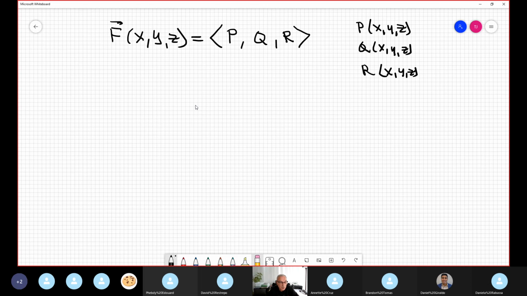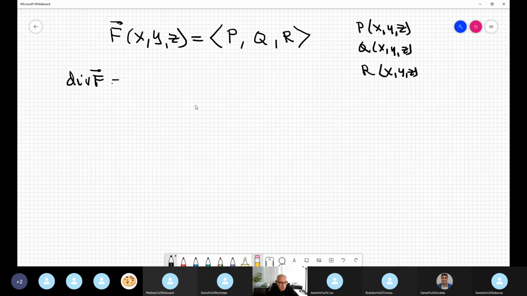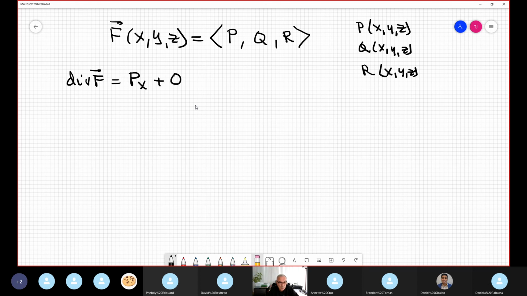So the definition for divergence in 3D is exactly the same. Divergence in 3D is partial of P with respect to x plus partial of Q with respect to y plus partial of R with respect to z. End of the story. Super easy.